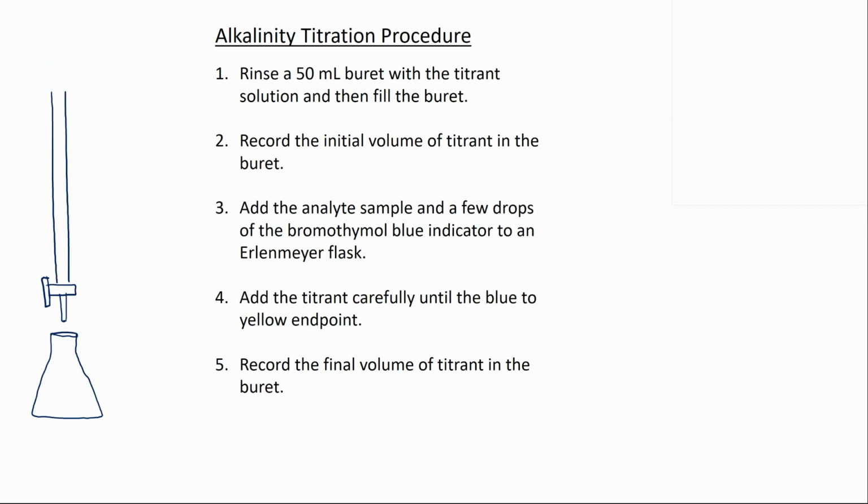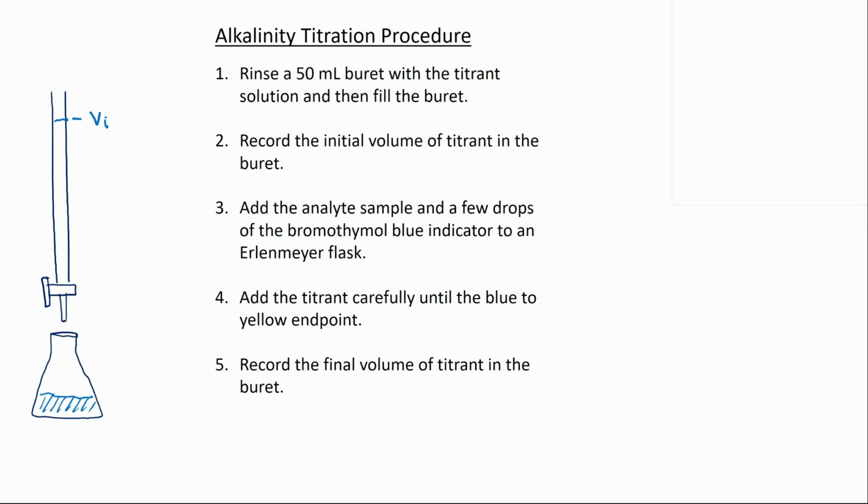So a procedure might look something like this. Rinse a burette with the titrant and then fill it. And when we fill the burette, up here, you're going to record the initial volume. And then add some analyte down here, and it's going to start off as blue. Once we've recorded that initial volume, then we'll start the titration. We'll start dripping in the titrant until that bottom solution changes color, till we reach that endpoint.